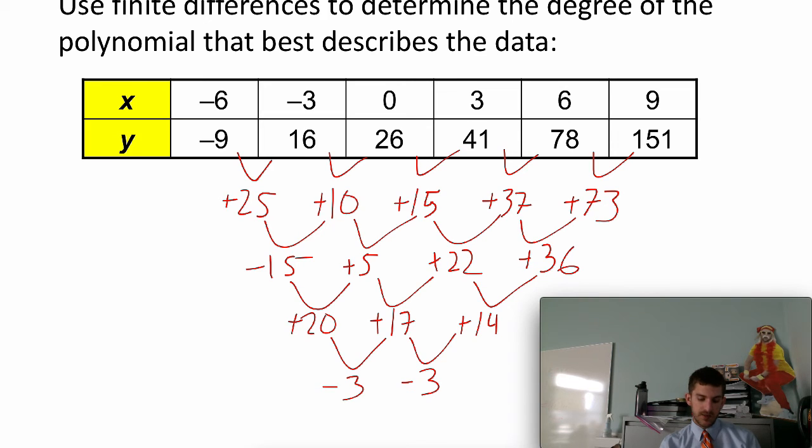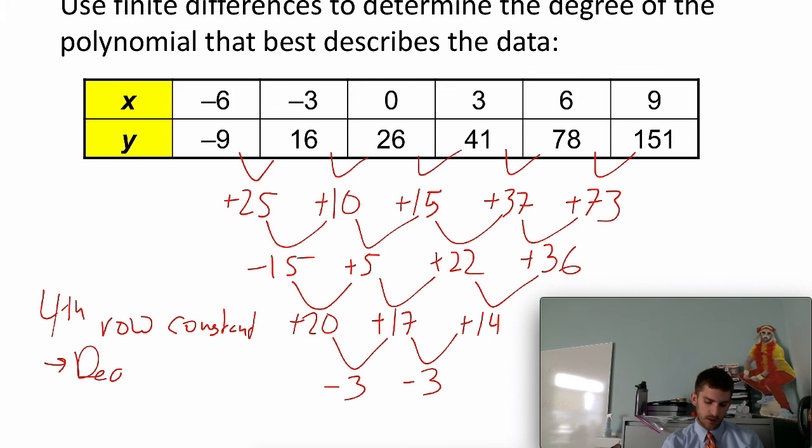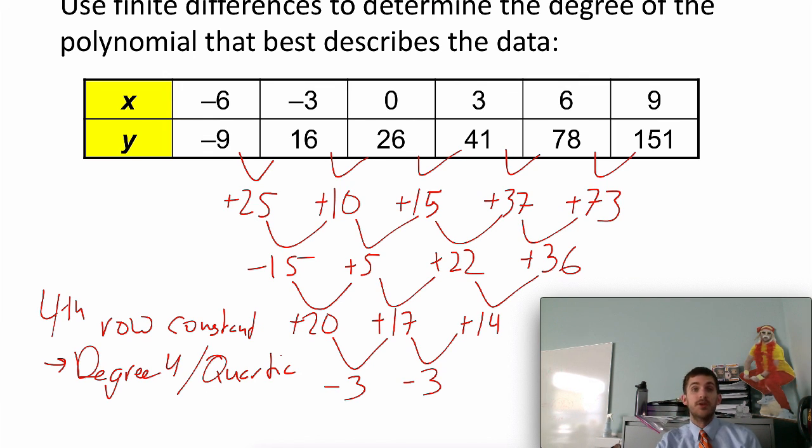So since the fourth row is constant, which means it's a degree of 4, in other words, quartic. However many rows you need to go, that determines what the degree of your function is.